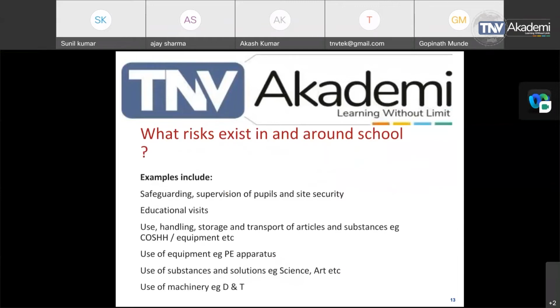What risks exist in and around safeguarding, supervision of people and site security, educational visits, use, handling, storage, and transport of particles and substances, use of equipment, for example PE apparatus, use of substances and solutions, for example science and art, and use of machinery. These are examples of risk assessment in schools and colleges, and later on we will discuss industry also. Here is an example of schools and colleges where the UK government and the USA government are taking part in risk assessment.